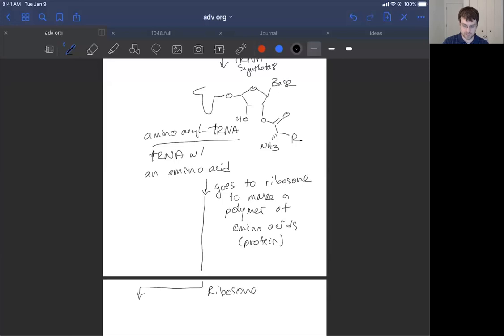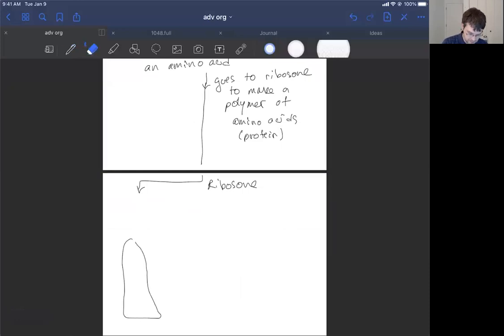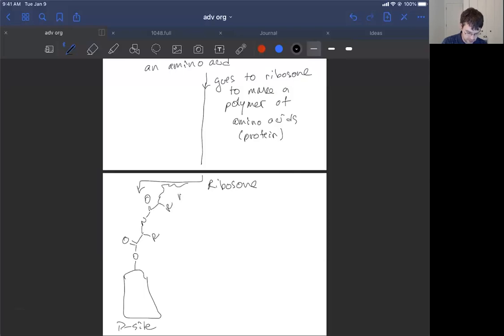Okay, so now we're at the ribosome and we're going to have two sites. I made that blob too big. Okay, so we're going to have a P site. This is the site with the growing protein chain that's going to have an O, then a carbonyl, and then some R side chain, and then an O, then a carbonyl, and some R side chain, and that gets us to the rest of our protein.